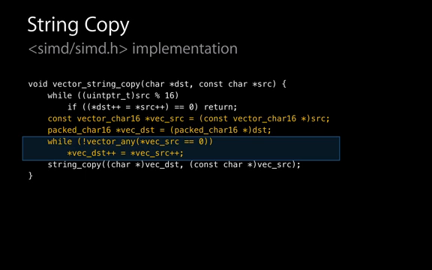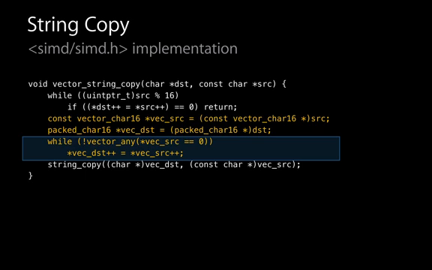If any lane is equal to 0, then we stop the copy, right? So if not any lane of the vector is 0, we're done. Sorry, we continue. As soon as a lane is 0, we're done. So then in the copy, we just copy that vector from the source to the destination and advance both the pointers to the next vector.